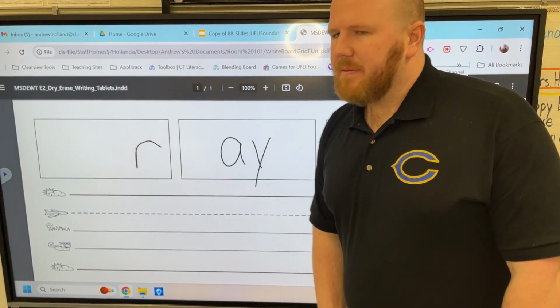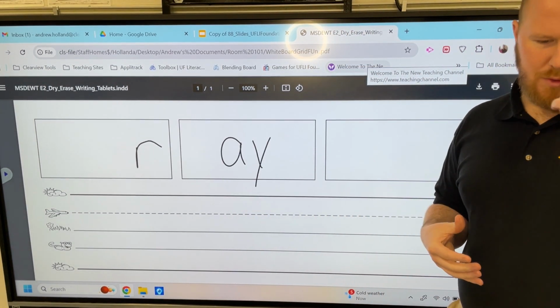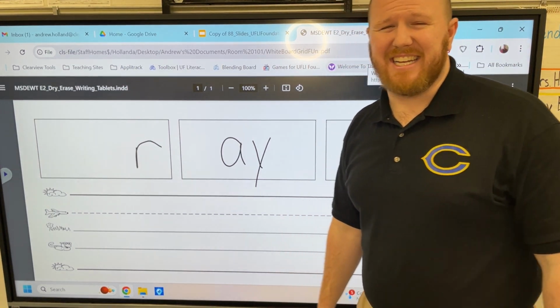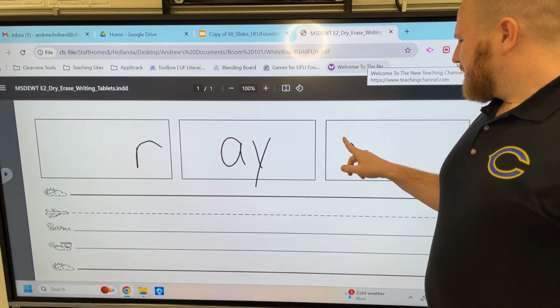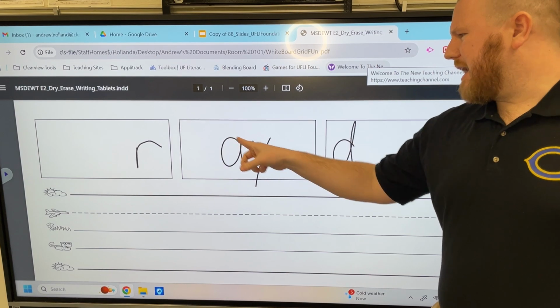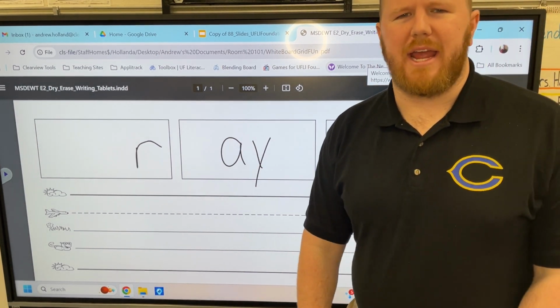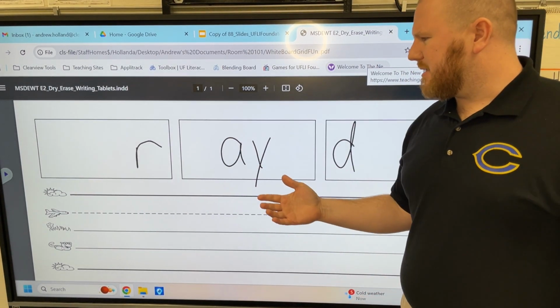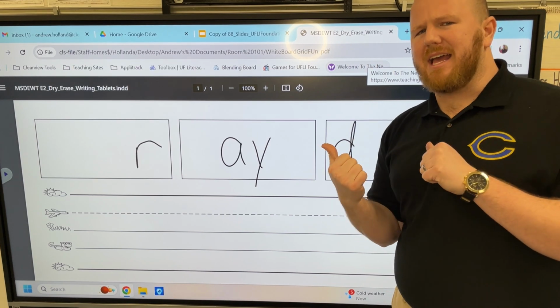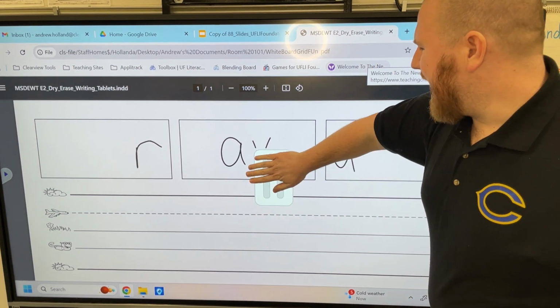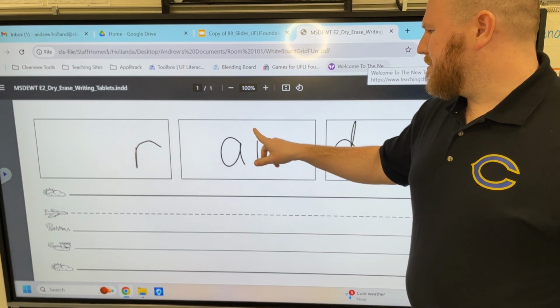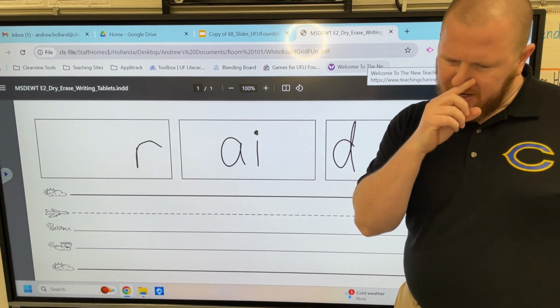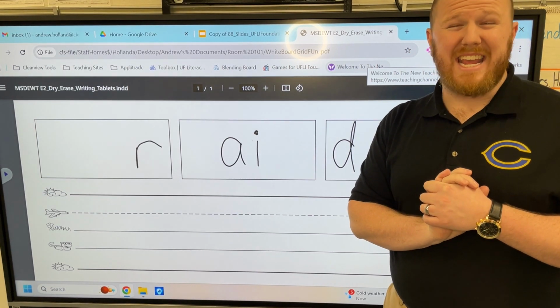Now let's change ray to... Oh, we're changing this again. Raid. Aid. Wait, something doesn't look right. It doesn't look right because AY comes at the end. So it should be AI in the middle. Aid. Very good. Now we're going to change raid to read.